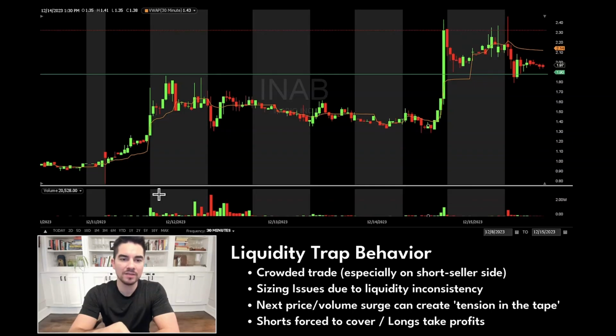So you had the big volume day here, you had the spike, and then you had several days of consolidation and the volume dropped off. Then you saw tension in the tape. It started to tick above VWAP. You started to see the volume come back in. And as it approached the first day highs, that's when you really start to get that panic cover.